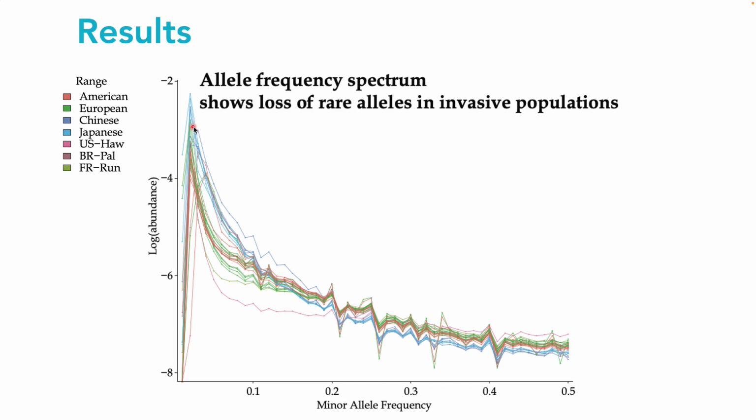Another piece of evidence that also supports invasive bottlenecks is that invasive populations have lower proportion of rare alleles than native ones, which are easier to lose during bottlenecks.